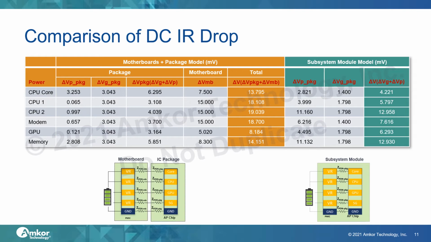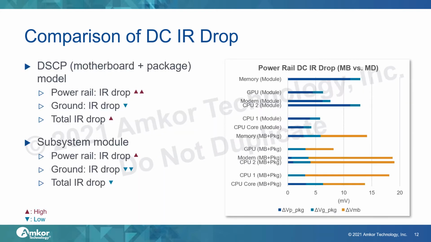Although power rail IR drops in the subsystem module are higher than the DSCP model, the ground rail IR drop in the subsystem module can lead to a lower value than the DSCP model. This is because the subsystem module design can be large and have a number of ground planes and a small form factor. This can provide a return path that is much better than the DSCP model.